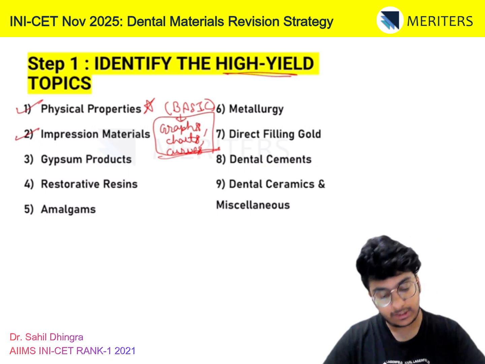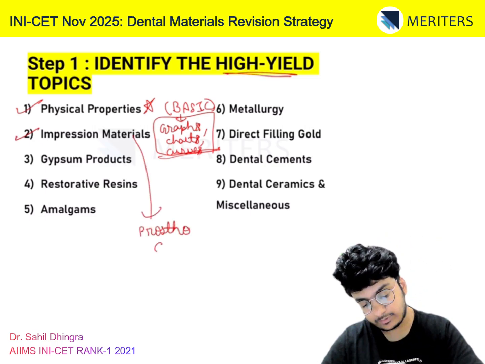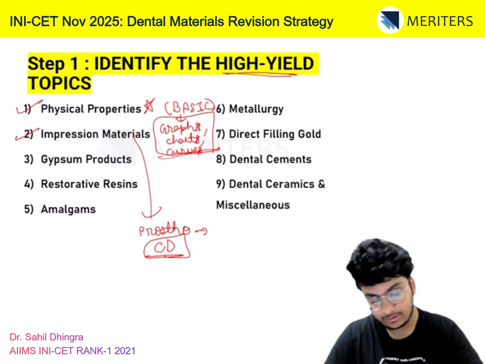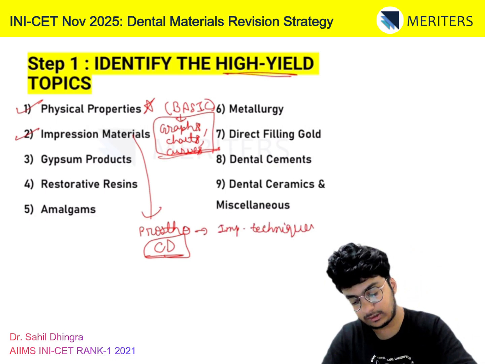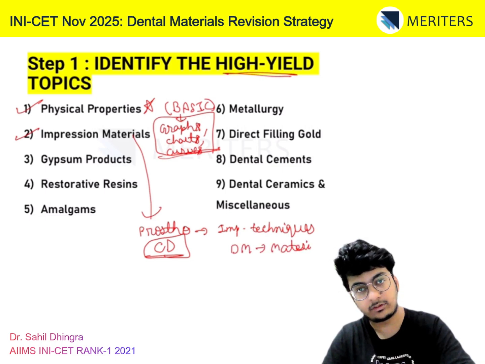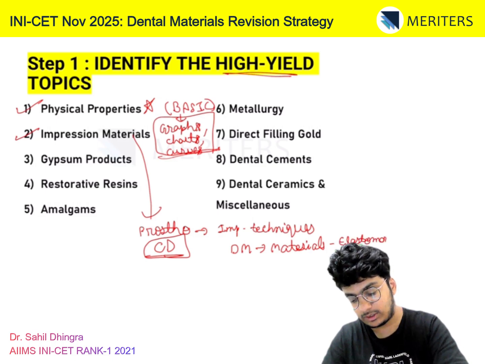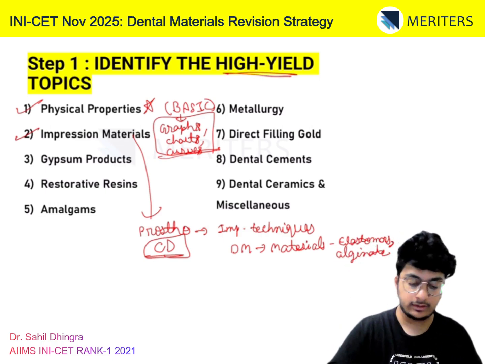Then impression materials is again very important. Now the impression material chapter, you can club this with your prostho in your complete denture part. If you see, the first chapter is your impression procedures. The difference is in prostho you will read about the impression techniques mainly, and in DM you will read more about the materials. So here again, specifically your elastomers are most commonly asked nowadays because they are the most frequently used. Then your alginate has been asked for many years now.